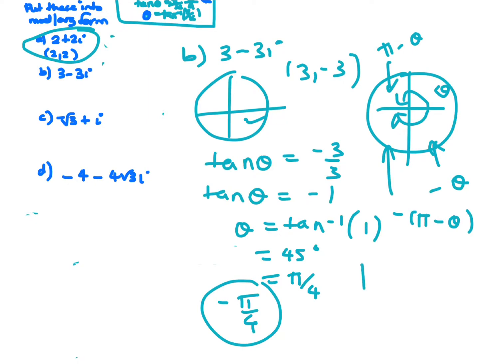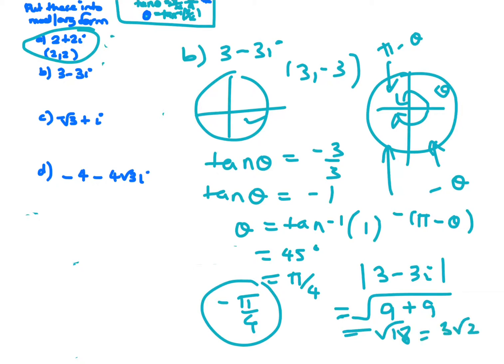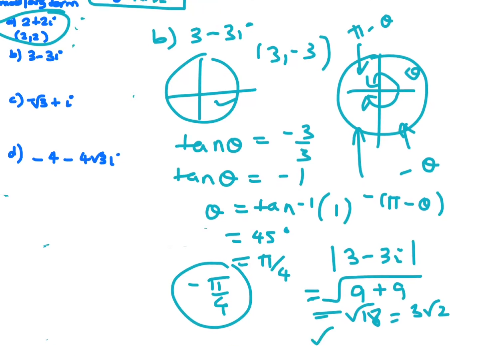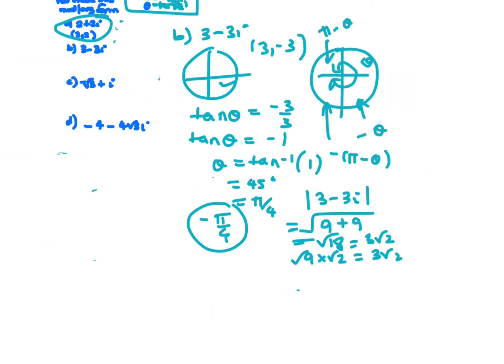And then looking at the modulus, so the modulus of 3 minus 3i will equal the square root of 9 plus 9, which is root 18, which is going to be 3 root 2, because it's basically root 9 times root 2. So then putting that into mod arg form, that would be 3 root 2 cis negative pi on 4. And that's what it is in mod arg form.